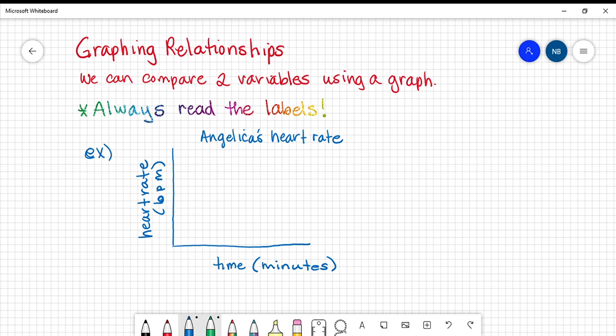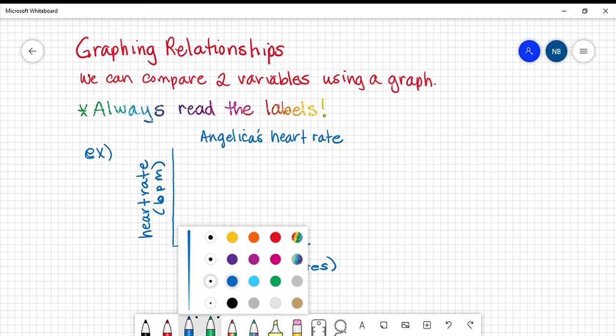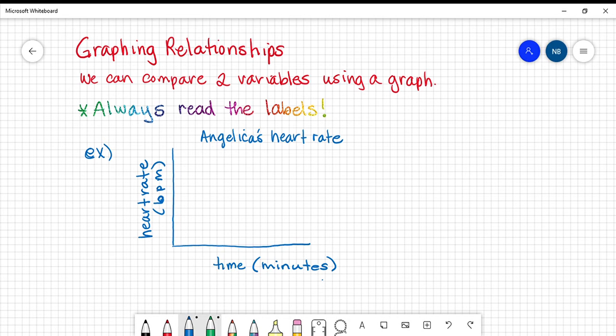We can see that on the horizontal axis, which is here, that it's labeled time and the units are minutes. The vertical axis is labeled heart rate and BPM stands for beats per minute. For example, your heart rate when you're sitting and you're calm might be around 60 to 70 beats per minute.